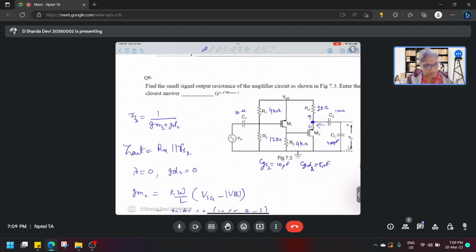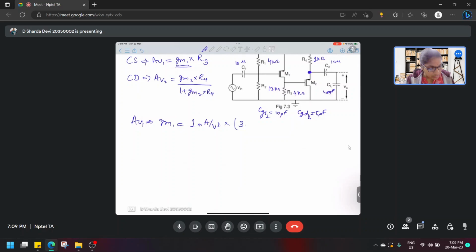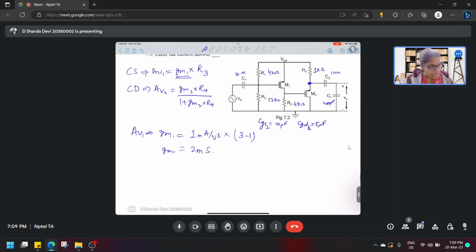VSG1 is 3, so 3 minus 1 is 2 millisiemens. GM1 is 2 millisiemens. R3 is 4 kilo ohm. So AV1 is actually 8 volt by volt.